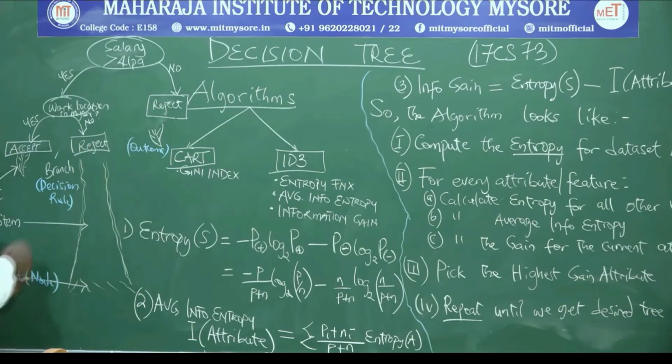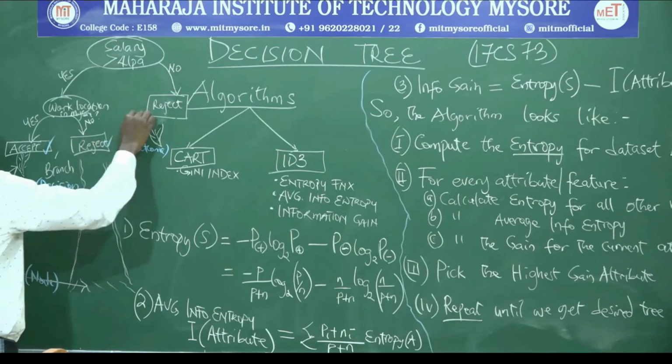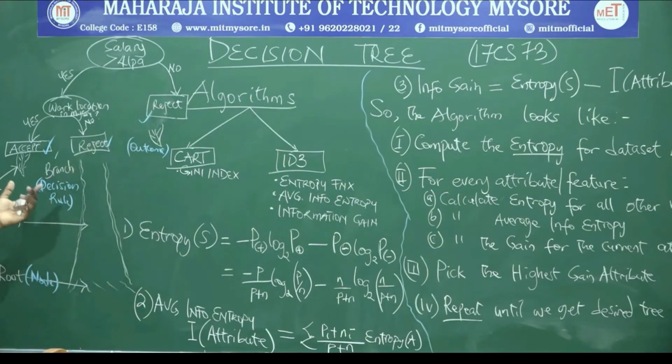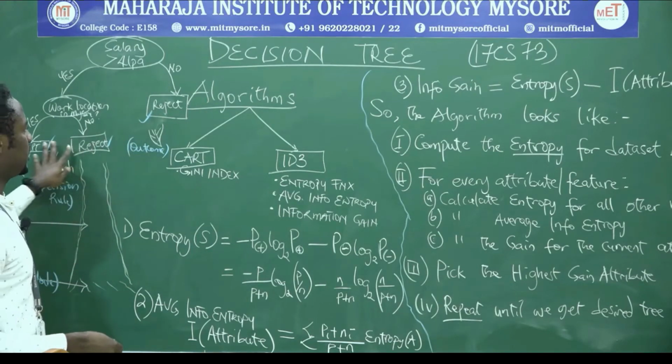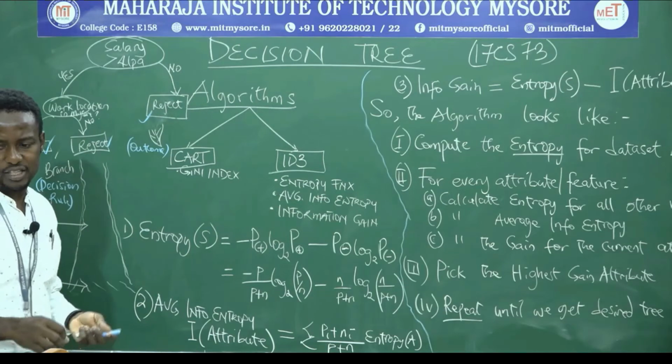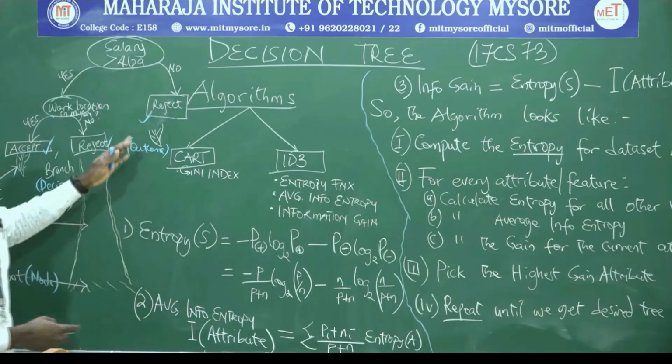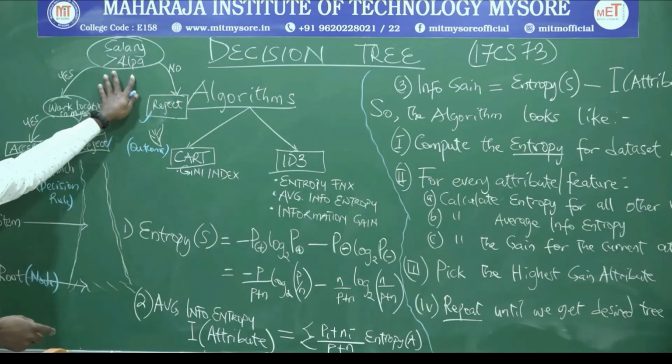What can you see now? This one, that, and that. These are all my pure leaf nodes, so there is no further division. But the problem arises where we want to know which one is the root node. Which one should we take as the root node?